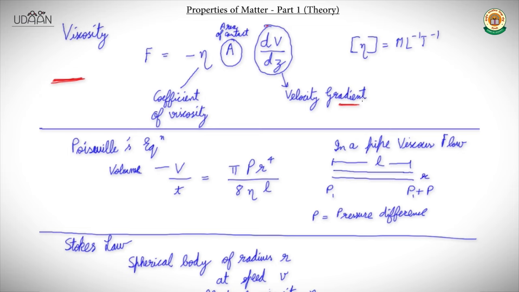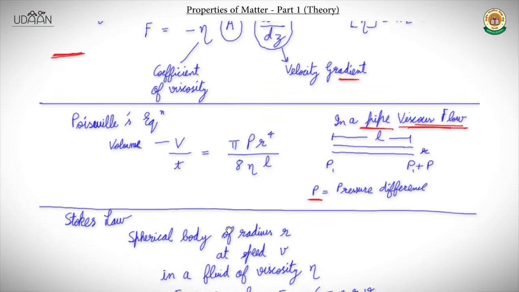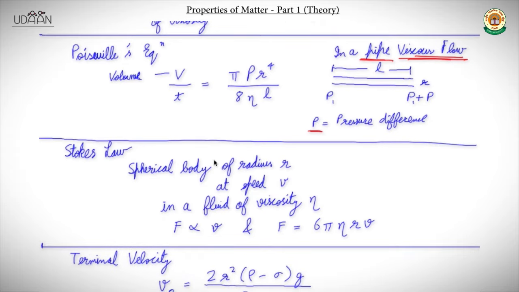Now Poiseuille's equation is for a pipe with viscous flowing liquid and a pressure difference P. It is given as the volume upon time is equal to pi into pressure difference into r to the power 4, where r is the radius of the tube, upon 8 eta L. And is the pipe meant to be horizontal when applying this equation? Yes, it has been approximated and it is meant to be horizontal.